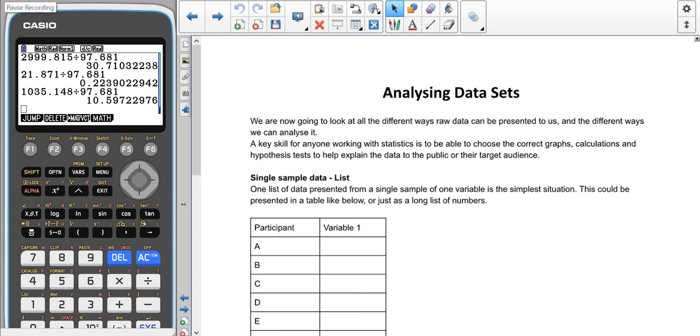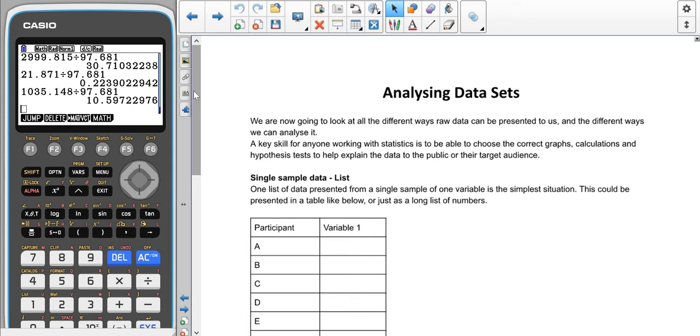So we're going to have a look at analysing data sets. We're going to look just at the different types of raw data that we can be given and the different ways that we can analyse this. The key skill for anyone working with statistics is to be able to choose the correct graph, calculation or hypothesis test to help explain the data to the public and their target audience.